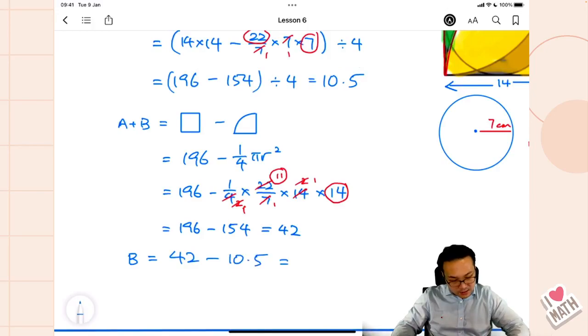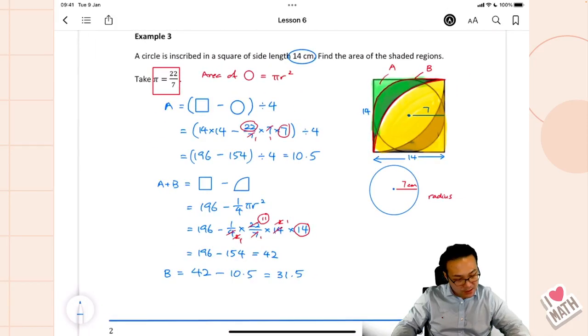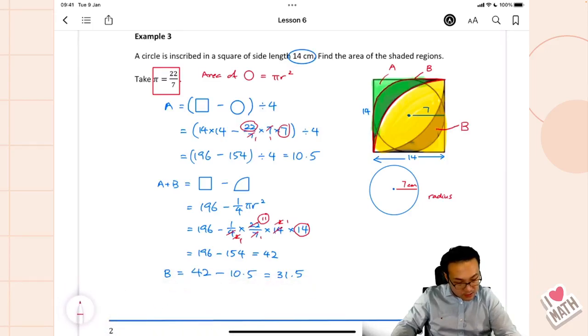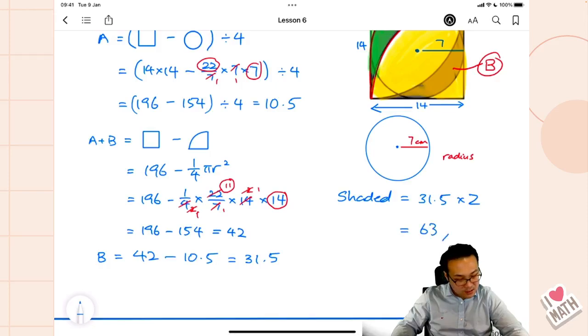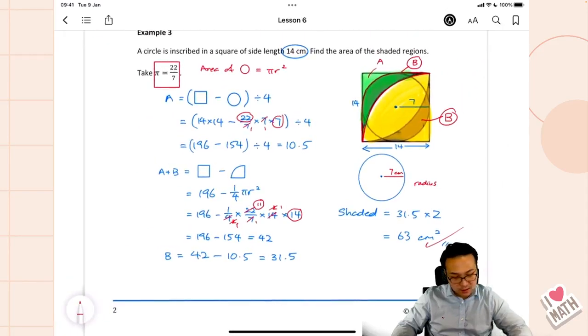That will then give us 31.5. Correct? And how many shaded parts are there? Do you notice that you have two shaded parts B over here? So you want to find B and B. So the total shaded region is 31.5 times 2. That will give us 63 cm square.